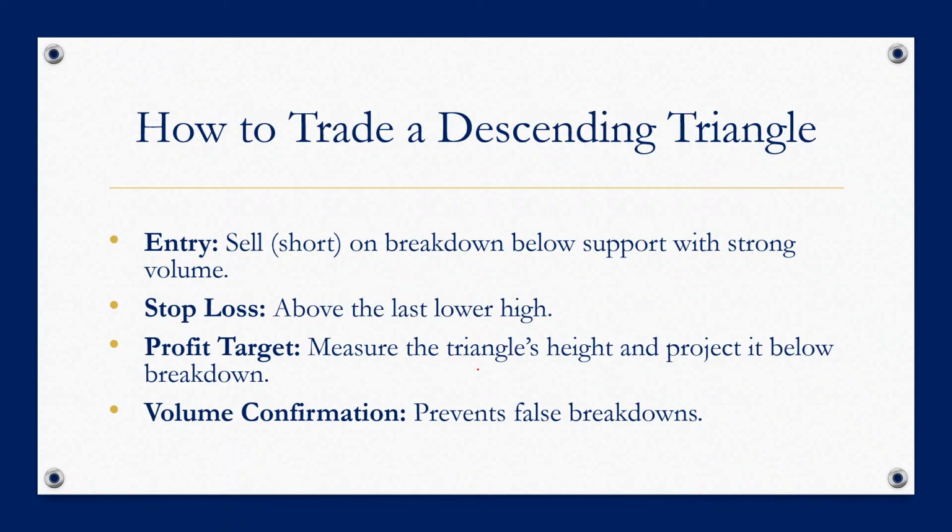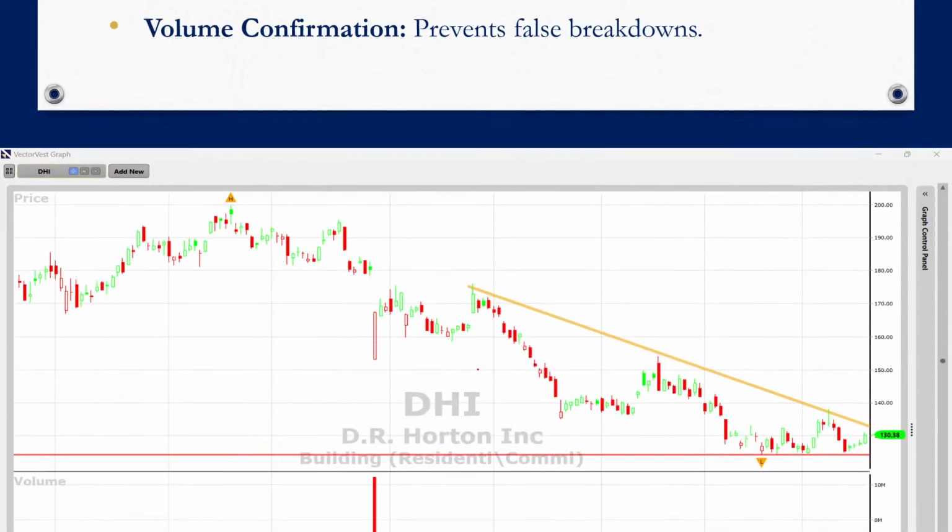For a descending triangle, enter a short position when price breaks below the support level with strong volume. So here are kind of your rules here. Your stop loss should be placed above the most recent lower high, and your target the projected move by measuring the triangle's height and applying it below the breakdown point.